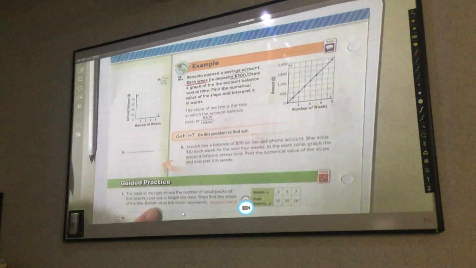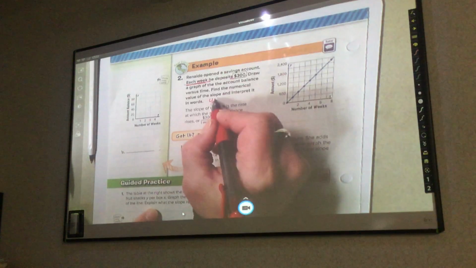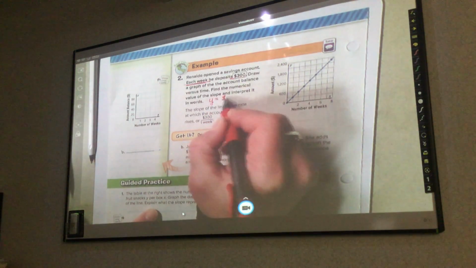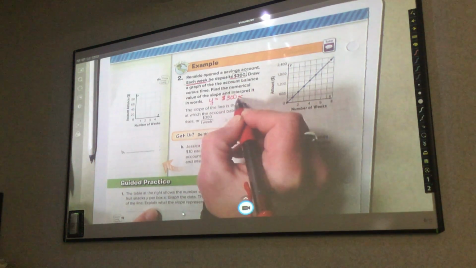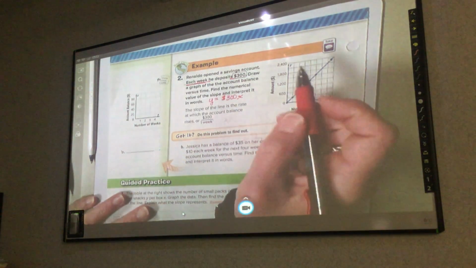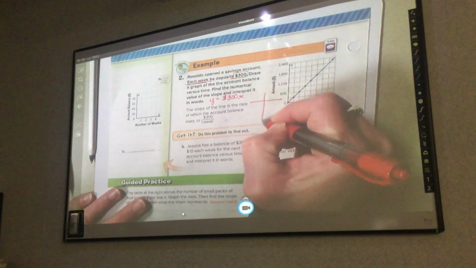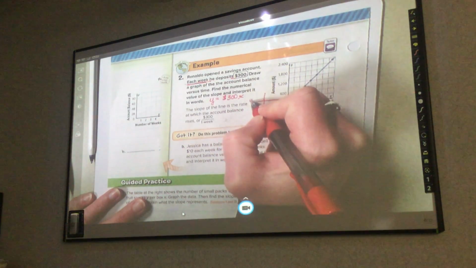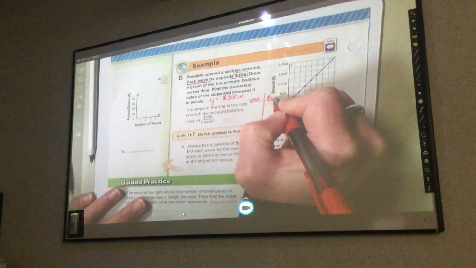So let's start with the linear equation. Y equals $300 times my X, which is each week. Then I'm going to set up a chart. On my chart, I'm going to have weeks, and this is my money saved.